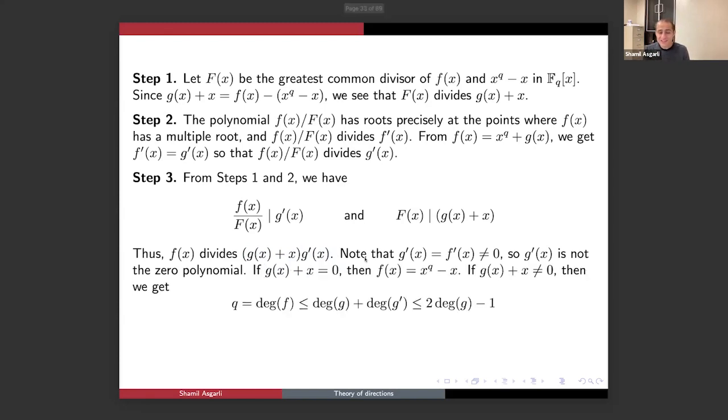But there is a chance where g of x plus x, the first term, could be the 0 polynomial. But if g of x plus x is 0, then g of x is minus x. And then f of x is x to the q minus x, right? Because f of x is x to the q plus g of x, and g of x is minus x in this case. And that's the exceptional polynomial that we considered. Otherwise, if g of x plus x is not the 0 polynomial, then we can analyze this divisibility relation once again.